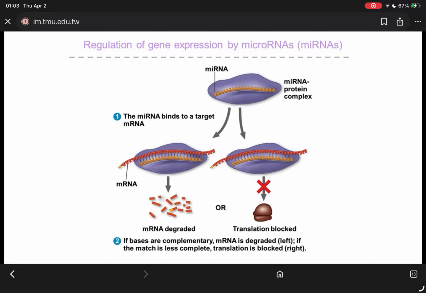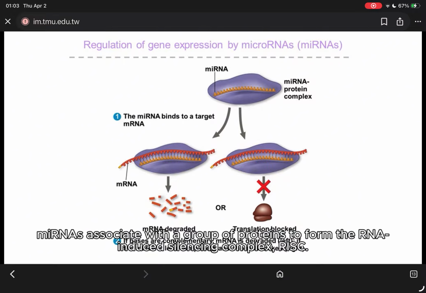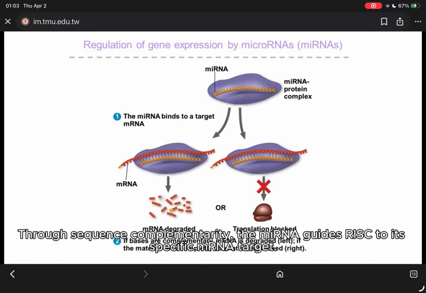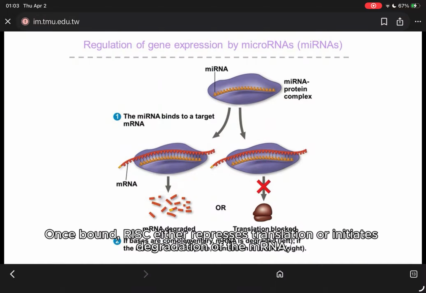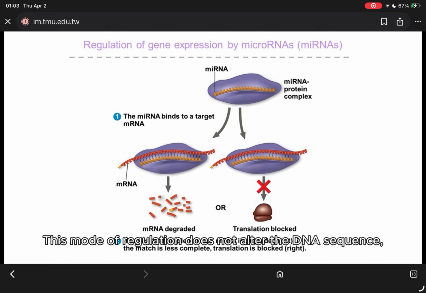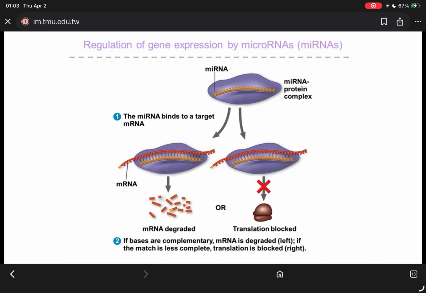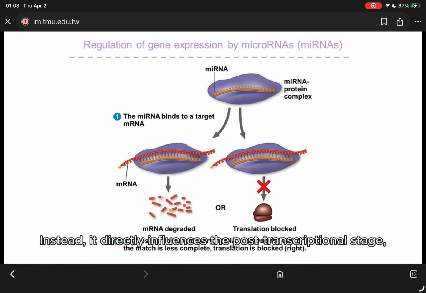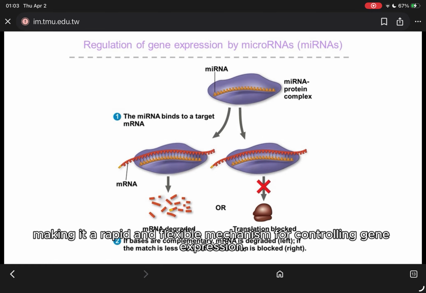How does this work? miRNAs associate with a group of proteins to form the RNA-induced silencing complex, RISC. Through sequence complementarity, the miRNA guides RISC to its specific mRNA target. Once bound, RISC either represses translation or initiates degradation of the mRNA, ultimately lowering protein output. This mode of regulation does not alter the DNA sequence, nor does it prevent transcription itself. Instead, it directly influences the post-transcriptional stage, making it a rapid and flexible mechanism for controlling gene expression.